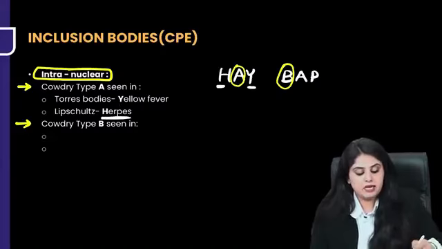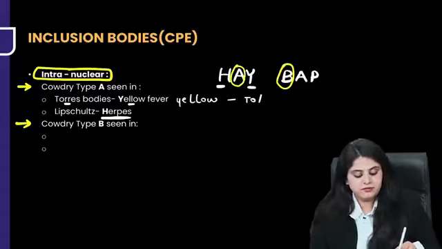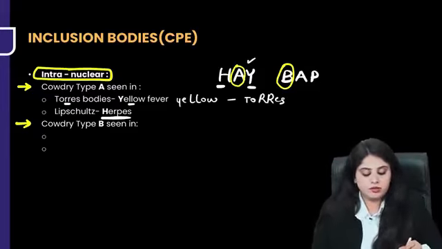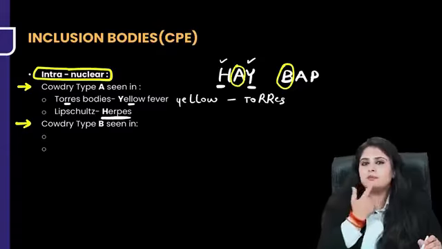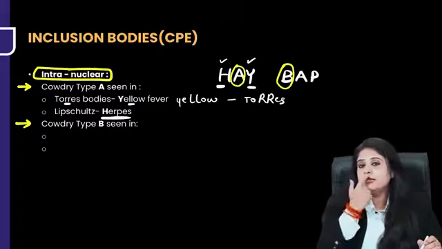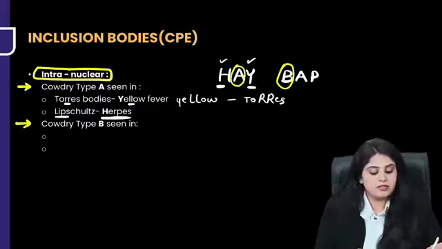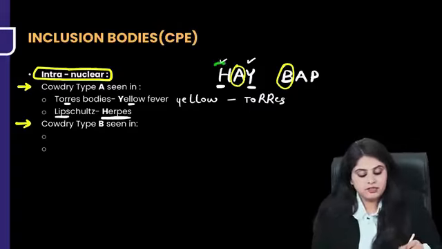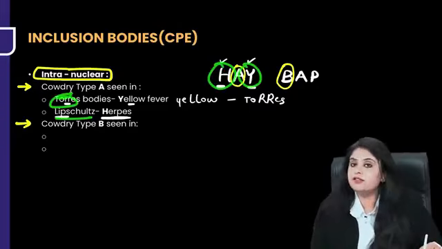So remember, yellow fever में कौन सा bodies? Torres bodies. Remember how I'm writing it? Yellow fever में we are going to have Torres bodies. Okay, yellow fever done. What is herpes? Herpes में usually lips पे lesion होता है ना. You must have heard of herpes labialis. That is why I have learnt it as lips. Lipschütz bodies are noted. Simple. So herpes shows Lipschütz bodies, and yellow fever shows Torres bodies.